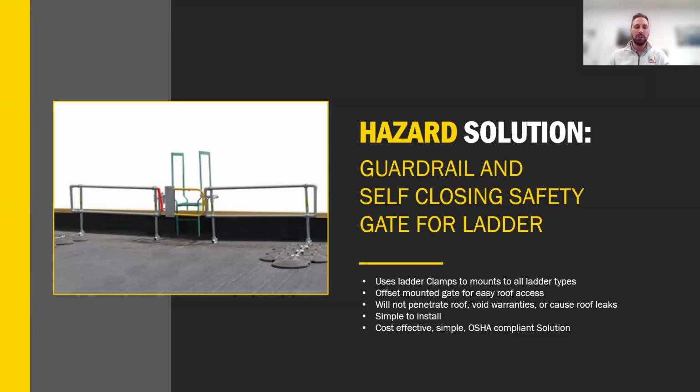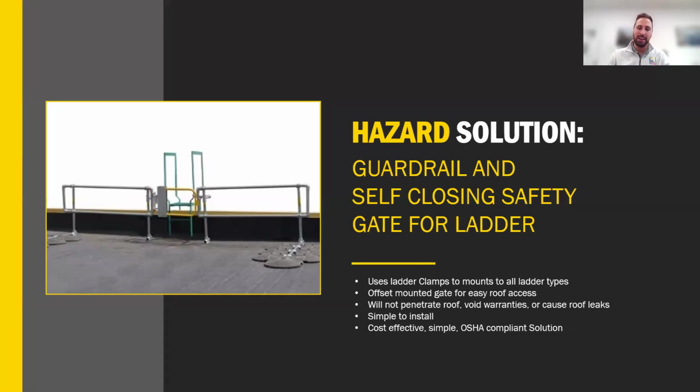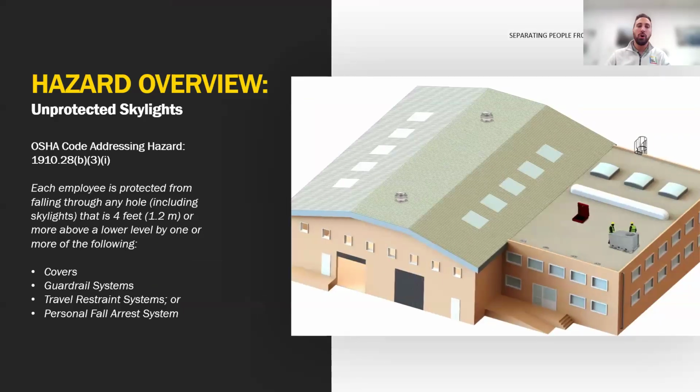Okay, so we've talked about access points. Let's talk about the next most hazardous portion of a roof, holes in your roof, also known as skylights. Statistically speaking, you're actually most likely to fall through a roof than off of a roof. There's a couple reasons for that. I think number one, I always call it my spidey sense, when I climb a lot of roofs.